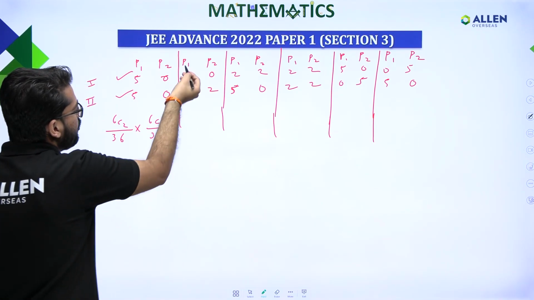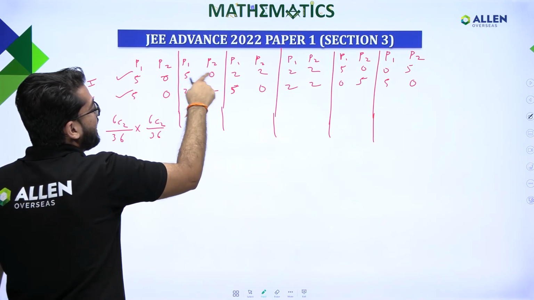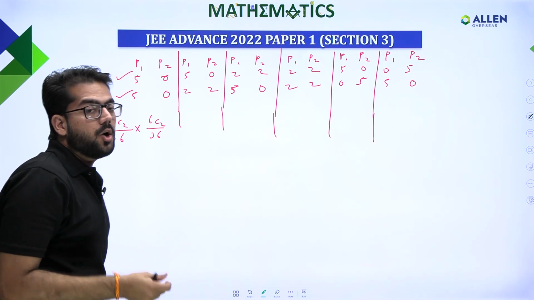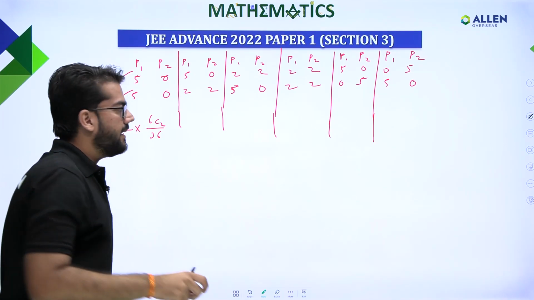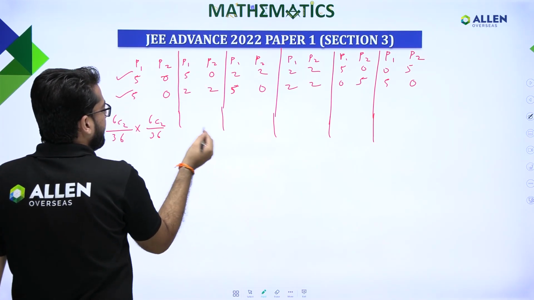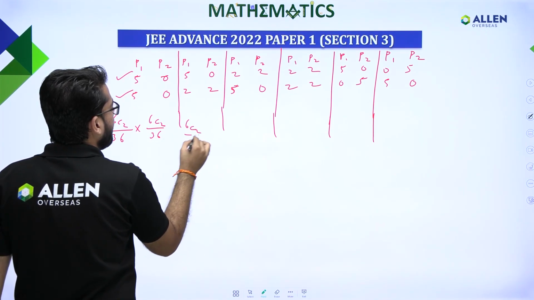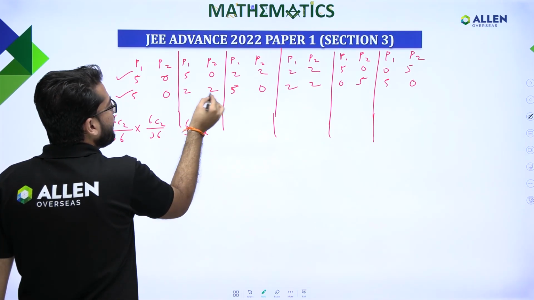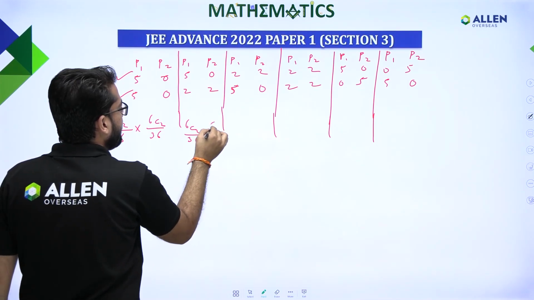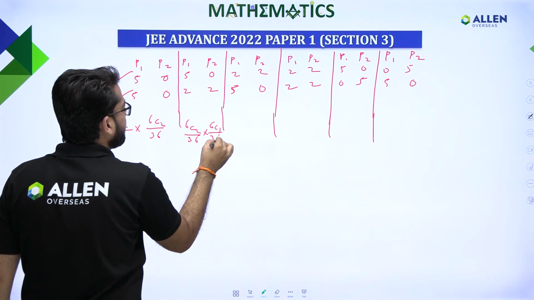Now the same thing we can do for P1 and P2. Here we have 5-0. Again, we have the two numbers. We have to pick or choose two numbers, right? 5 and 0, then we can pick as 6C2 by 36. But now here we have 2 only. So we can pick as 6C1 by 36.